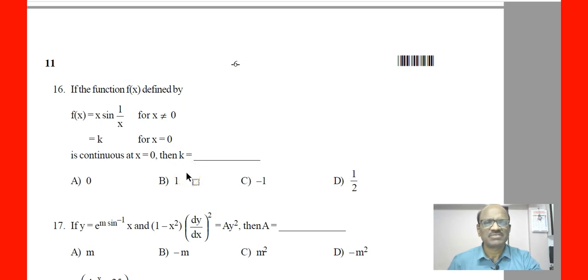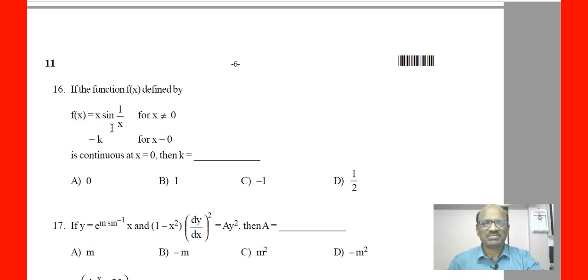Now this is a very simple question. As x tends to 0, x becomes 0. What about the sine? Its values lie between minus 1 and plus 1, so 0 into whatever value lies between minus 1 and plus 1 becomes 0, and therefore the limit is 0. But the given function is continuous, so the value of the function equals the limit of the function, and hence the value of k is 0.